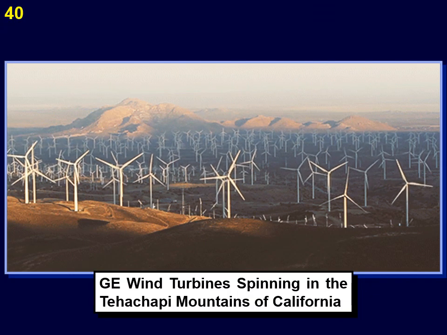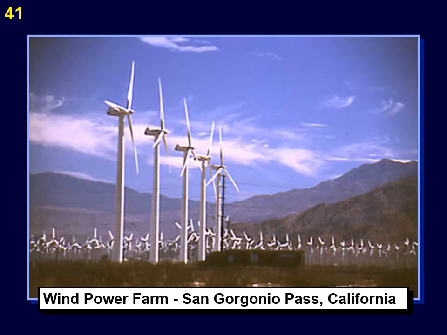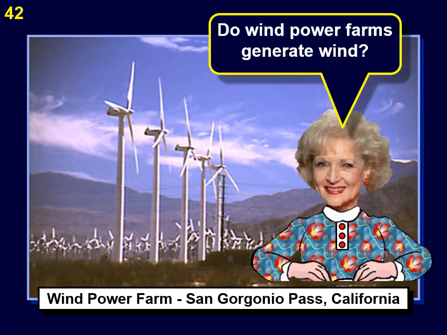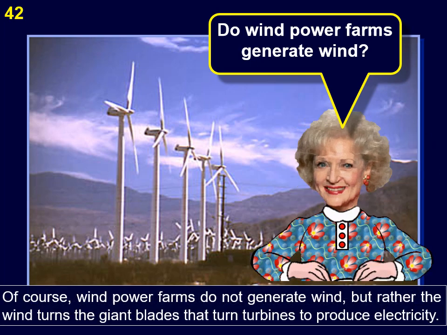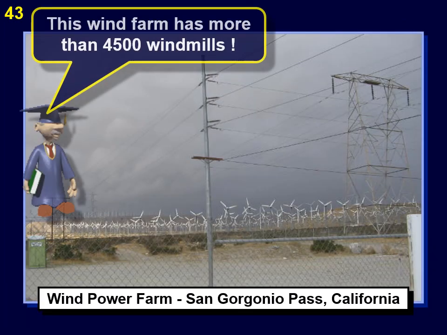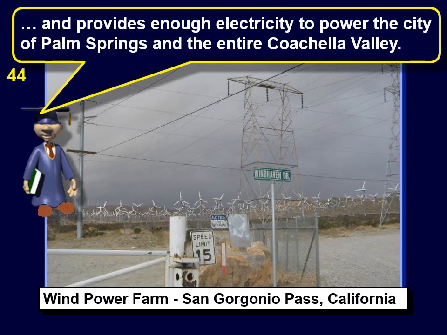Chapter 3. Wind Power. These are GE wind turbines spinning in the Tehachapi Mountains of California. This is a wind power farm at the San Gorgonio Pass in Southern California. Of course, wind power farms do not generate wind, but rather the wind turns the giant blades that turn turbines to produce electricity. This wind farm on the San Gorgonio Mountain Pass in the San Bernardino Mountains contains more than 4,500 separate windmills and provides enough electricity to power the city of Palm Springs and the entire Coachella Valley.